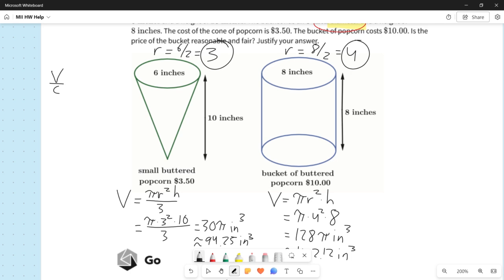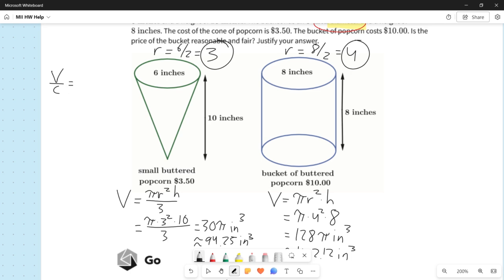Because I'm doing volume over cost, I want this number to be large. If I'm the one buying the popcorn, well, I want a lot of popcorn for a small cost. So because I'm doing V over C, it's a good buy if this is a large number.